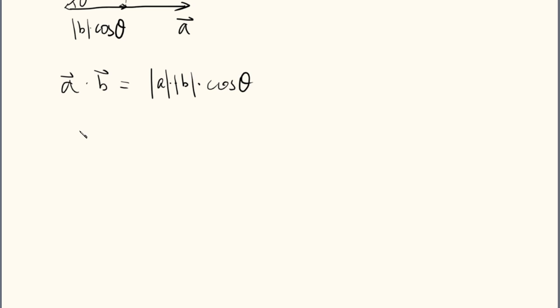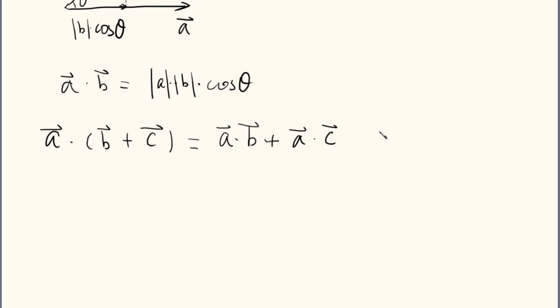Vector A dot vector B plus vector C is equal to vector A dot vector B plus vector A dot vector C. That is the distributive law of the dot product. The dot product is also called the scalar product because the result is a scalar.